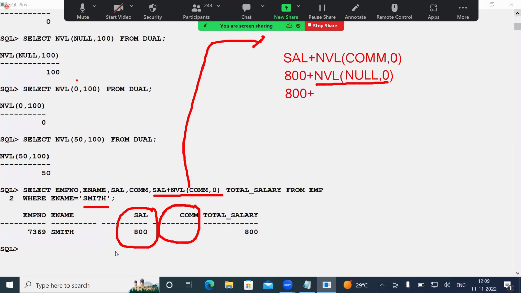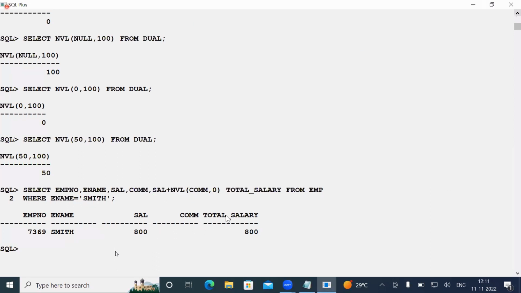Because you see, you have it here already. So 0 is returned. Then what happened? You can see now 800 plus 0 is equal to 800. So my final result came up. Come on, guys. Yes, finally my total salary of this employee Smith, how much here? 800. So your problem is solved here.